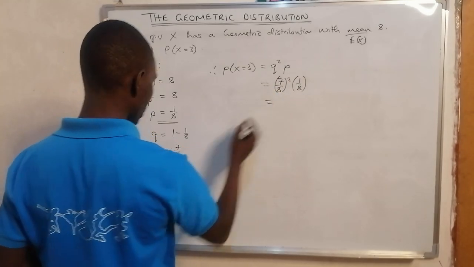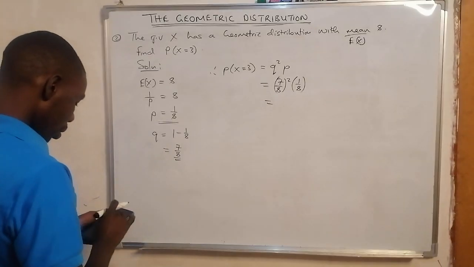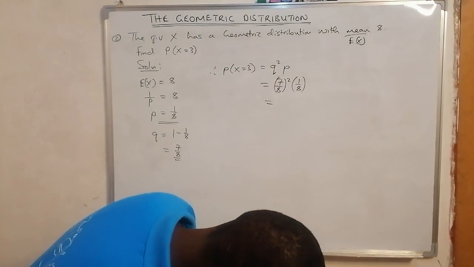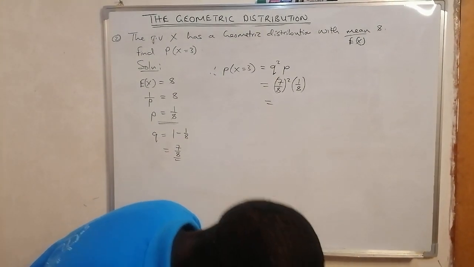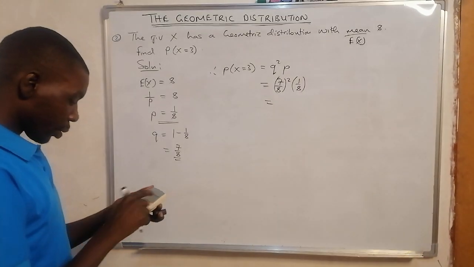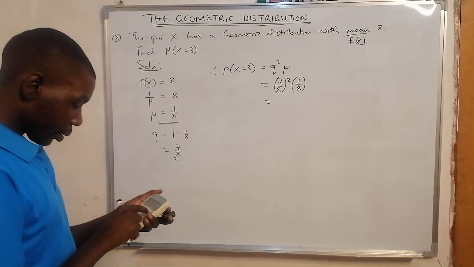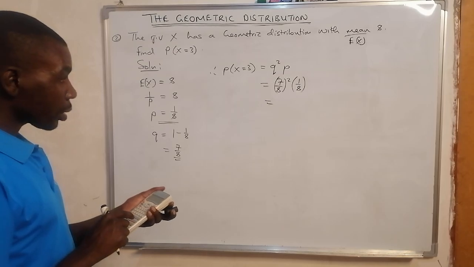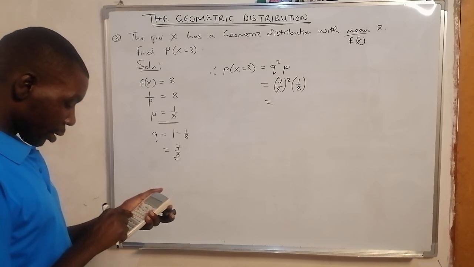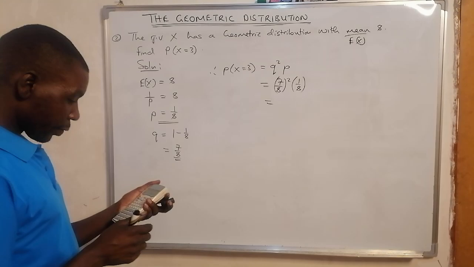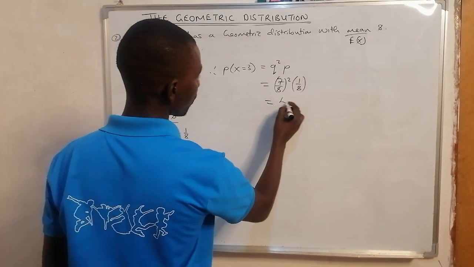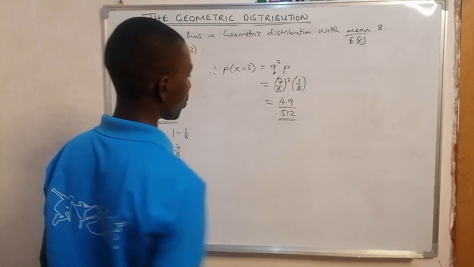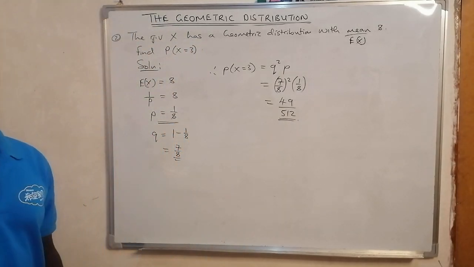That is 7 over 8 squared times 1 over 8, which is equal to, we can punch this in our calculator, 7 over 8 squared times 1 over 8, 49 over 512. That will be our probability of x equals 3.